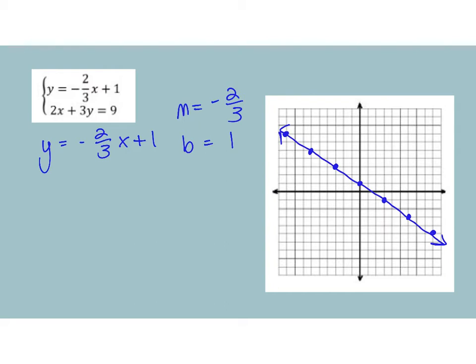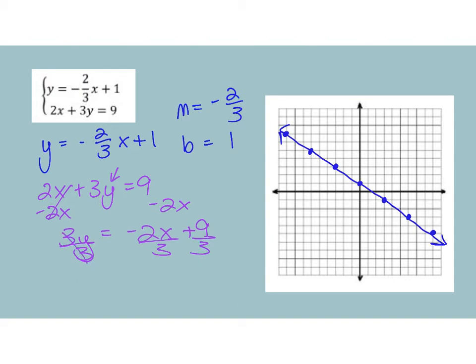So now let's look at the second one. We have 2x plus 3y equals 9. I'm going to go ahead and graph this by getting y by itself. So I have 3y equals negative 2x plus 9. Everything gets divided by 3. So I'm left with y equals negative 2/3 x plus 3. So I have a slope of negative 2/3 and a y-intercept at 3.